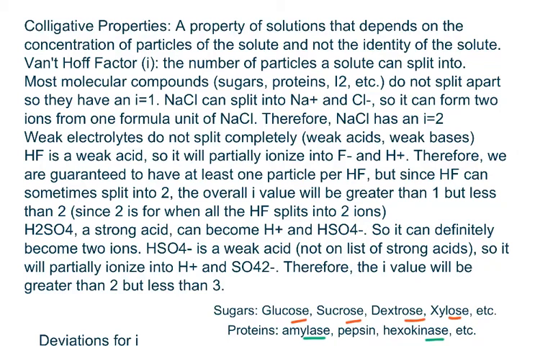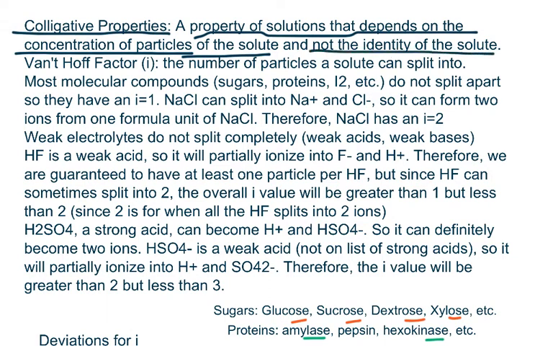Hey everybody, in this video we are going to talk about something called a colligative property. A colligative property is a property of solutions that depends on the concentration of particles of the solute instead of the identity of the solute. So it doesn't matter what type of thing you are dissolving, it only depends on the number or the concentration of particles.